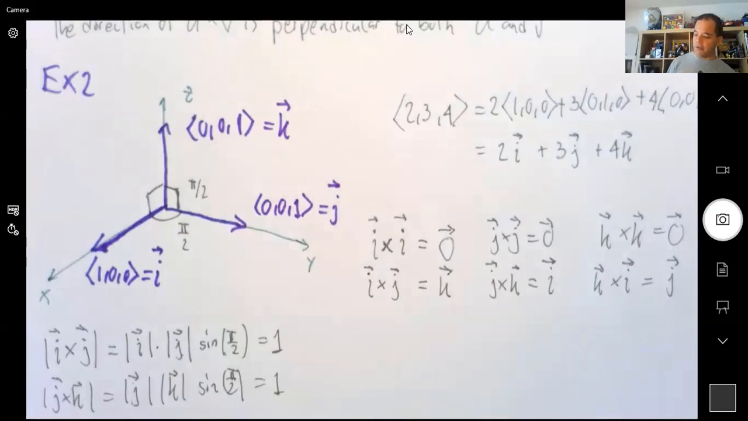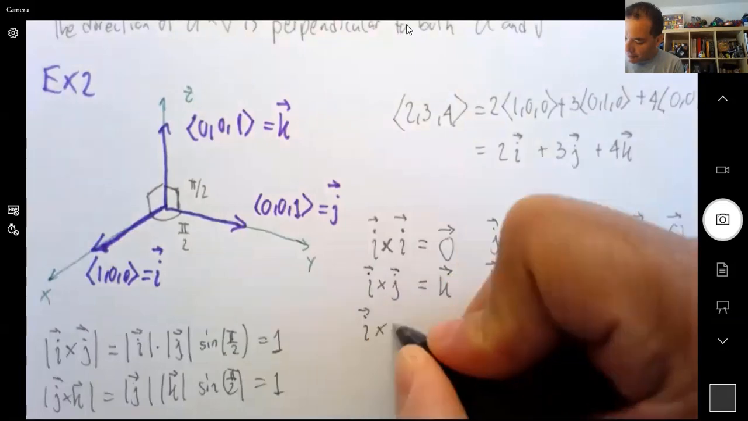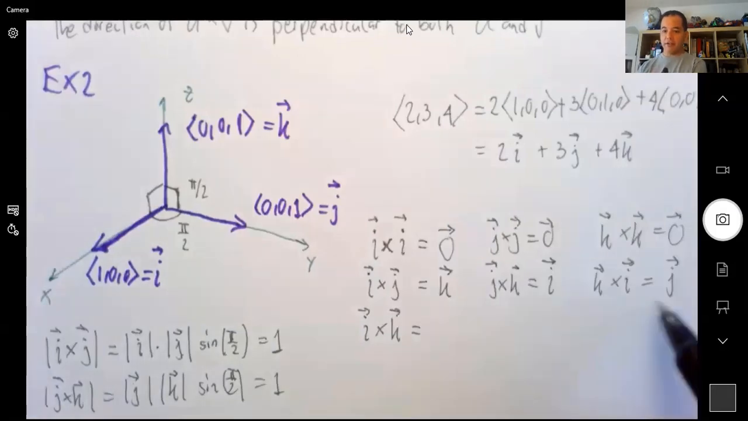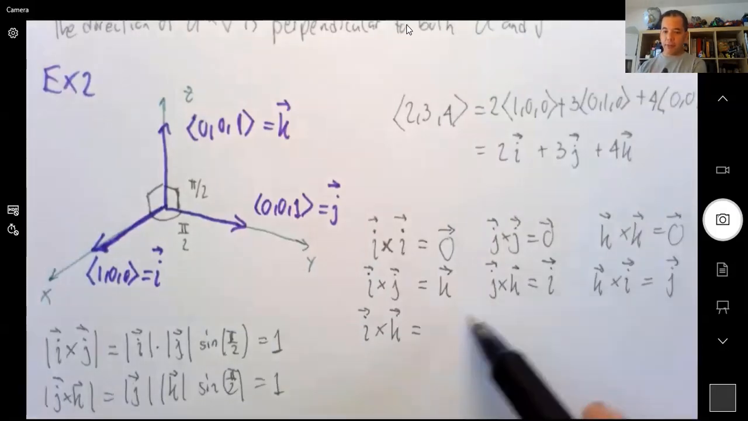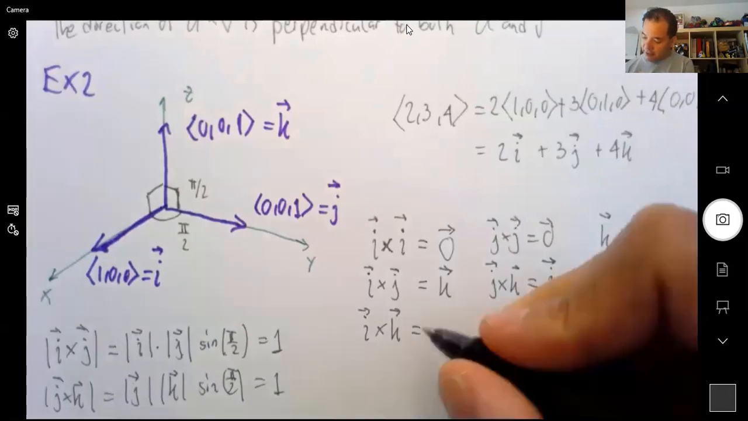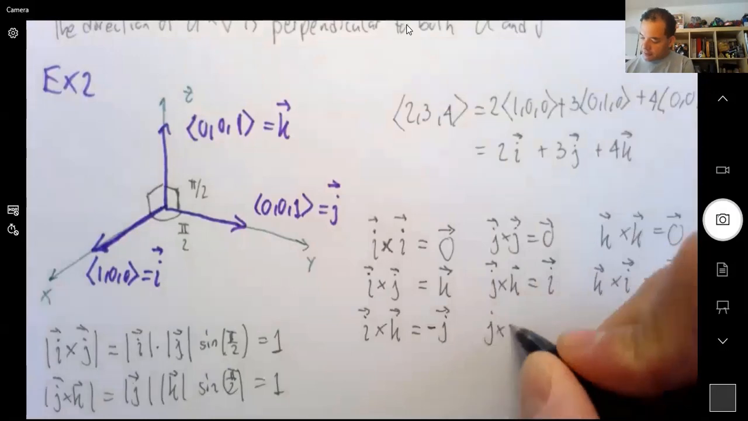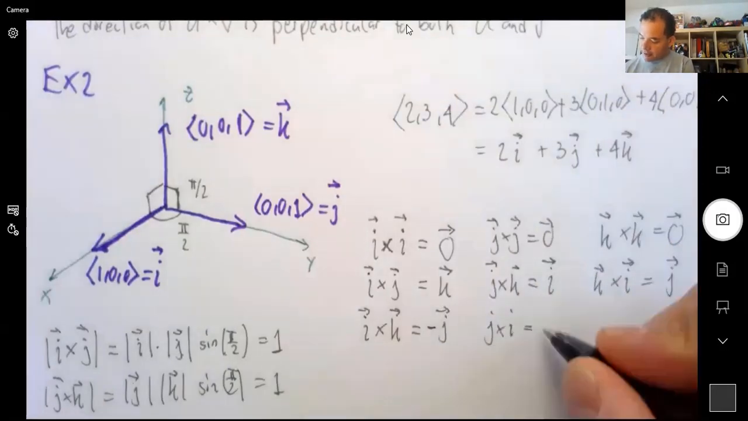Okay, so we're essentially done. The only one we didn't do is this one. What about i cross k, for example? How can we get that one? I cross k. And this time we can use the rule that we talked about: we can flip it and pay a negative sign. If we flip it, k cross i is already here. K cross i is j. So we flip it, and we get negative j. And then the same here, if we do j cross i, we flip this one, so it's negative k.